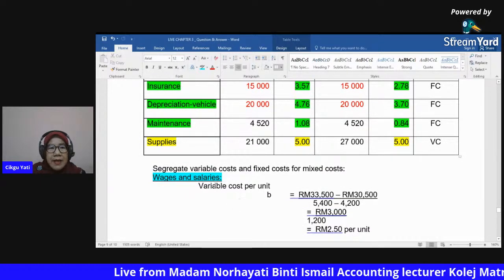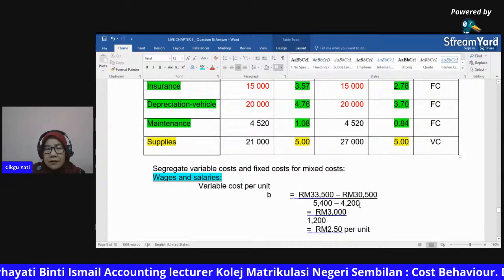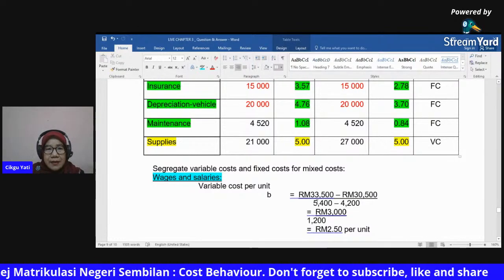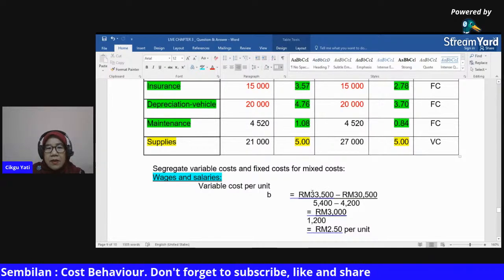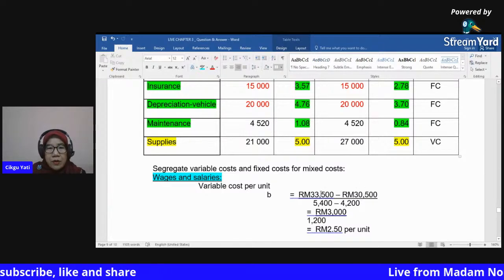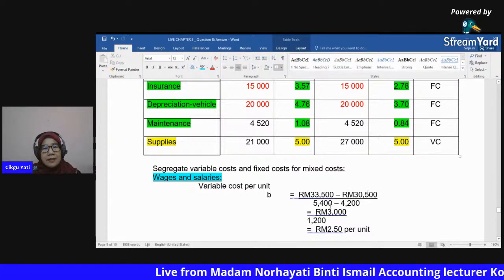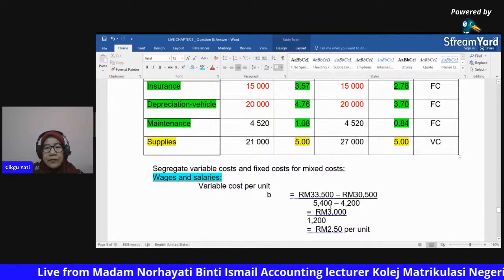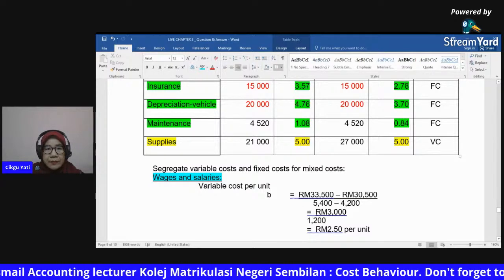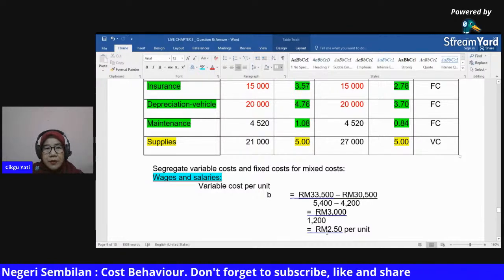Based on wages and salaries, this one represents 2018, the lowest unit with the lowest cost, and this one represents 2019, the highest unit with the highest cost. So highest cost minus lowest cost, divided by highest sales level in units minus the lowest sales in units. So the answer is RM 2.50 per unit.